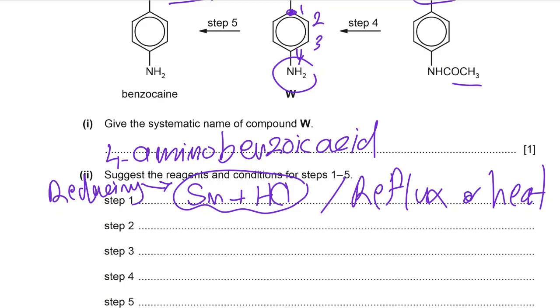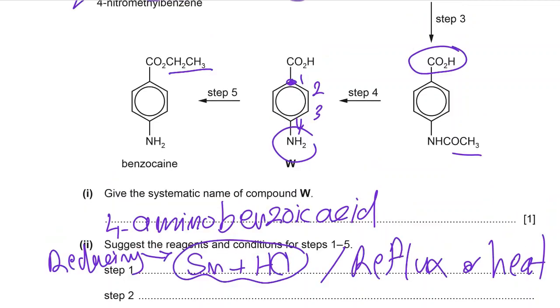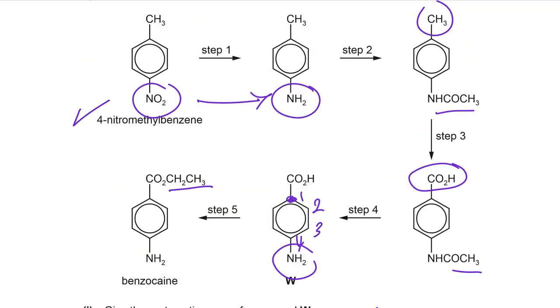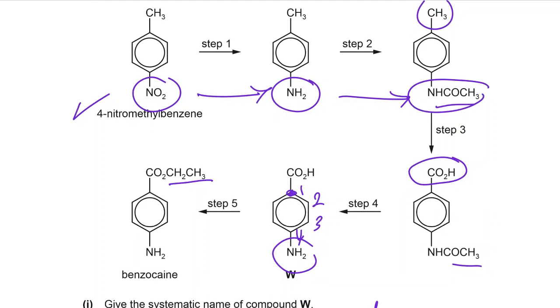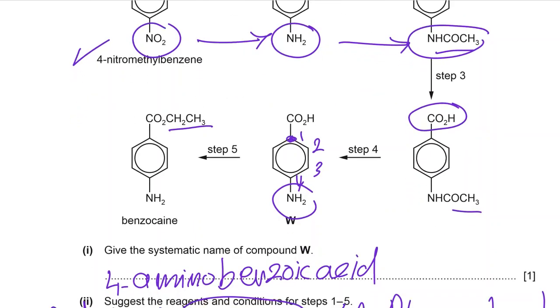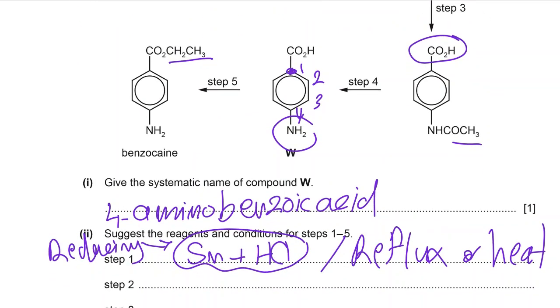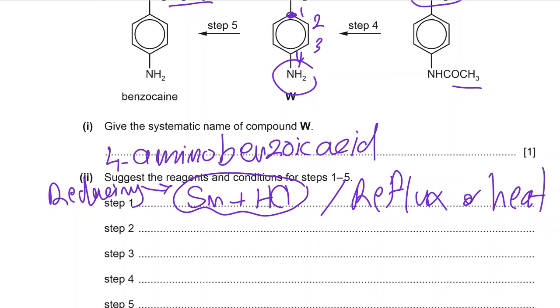In step 2, you have removed one hydrogen from the amino group, and this reaction is acylation by using CH3COCl, which is ethanoyl chloride. That means here you need to add CH3COCl.